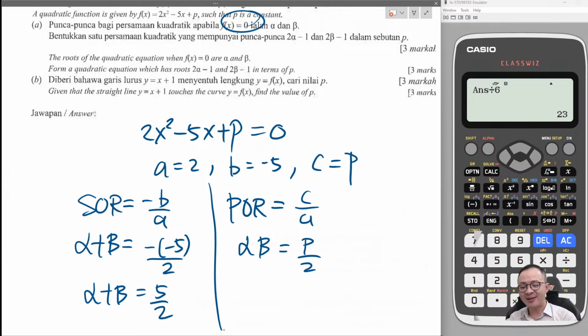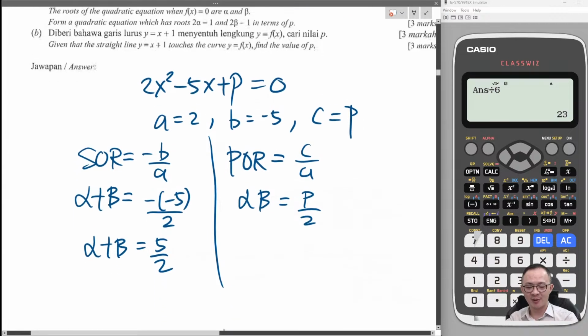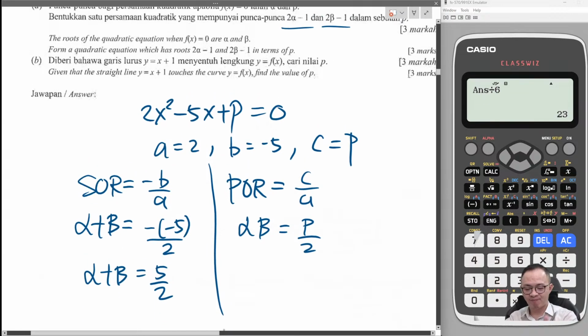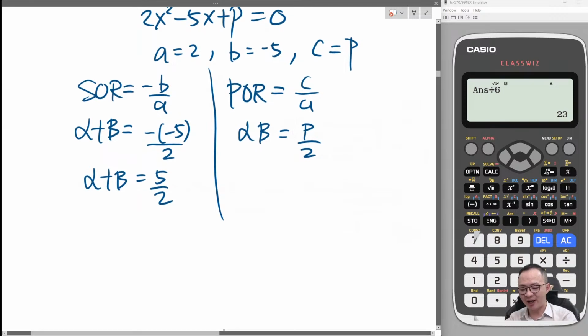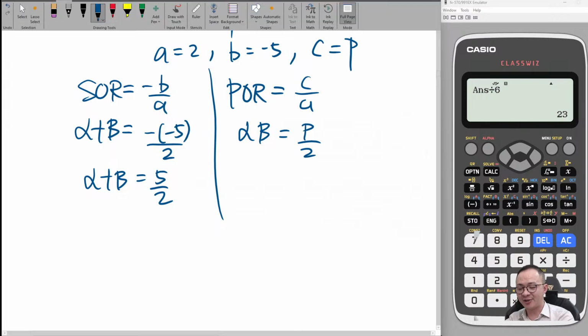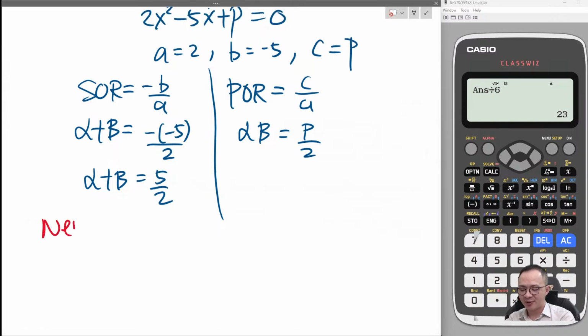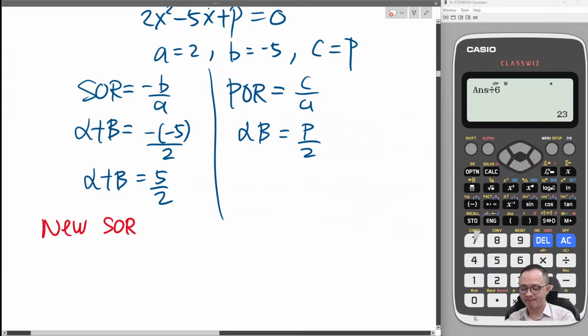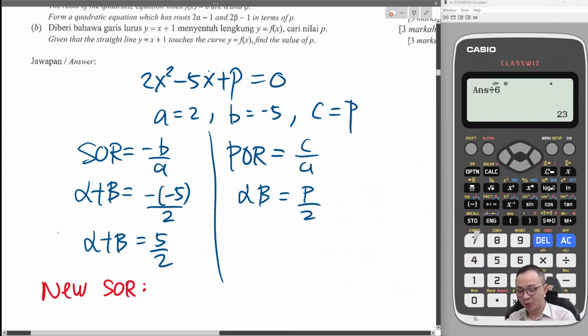Okay. Then now, they ask us to bentukkan satu persamaan kuadratik yang mempunyai punca-punca ini 2. So they want us to form a new quadratic equation using the given roots lah. Okay, so then we have the new sum of root. I use a new color, so it's less confusing. So right now we have the new root. What is our new root here? 2 alpha minus 1. This is my new root.